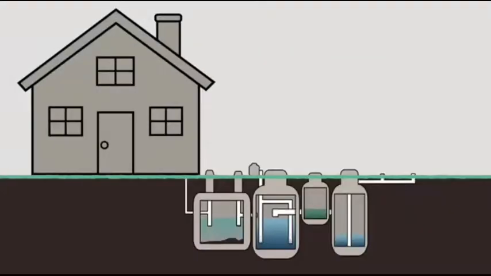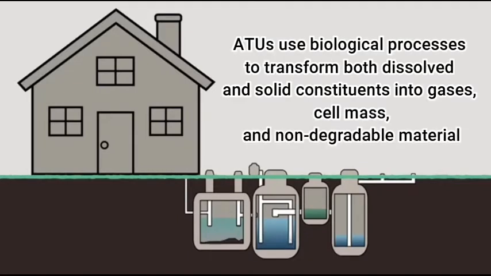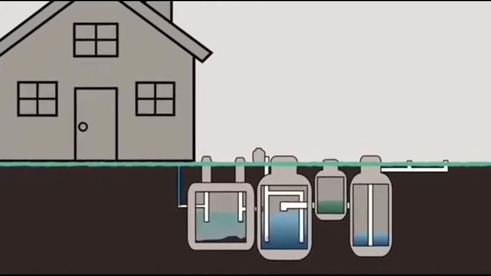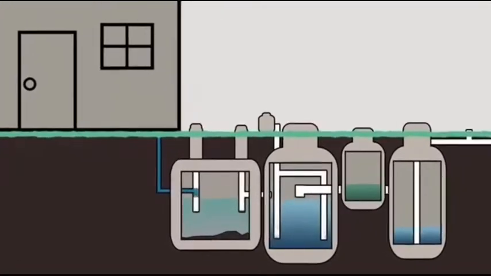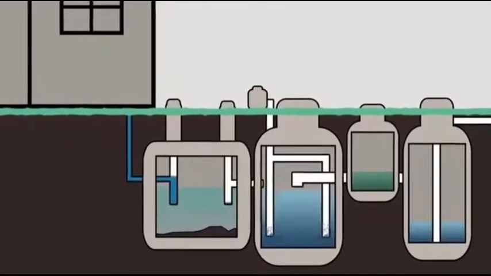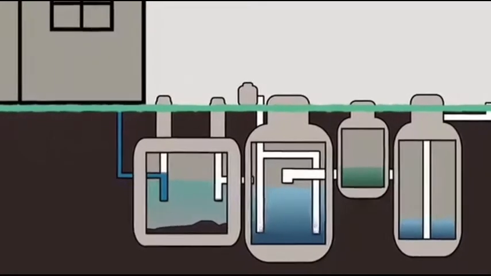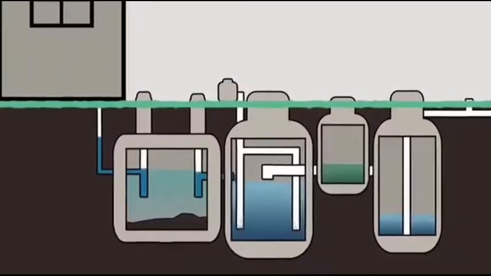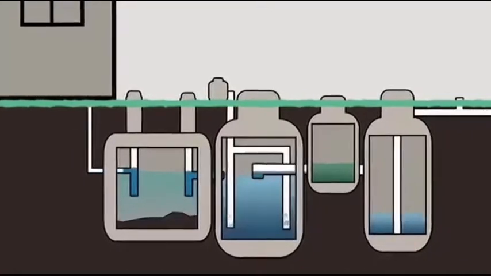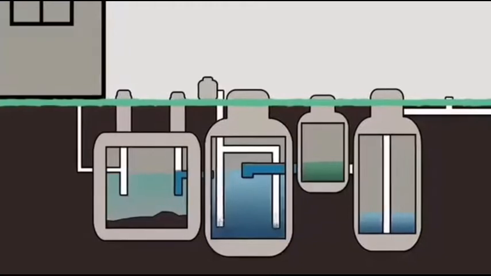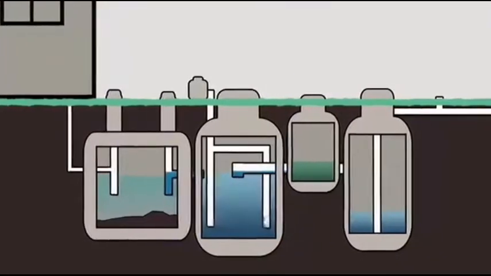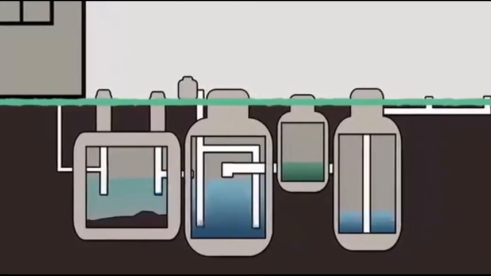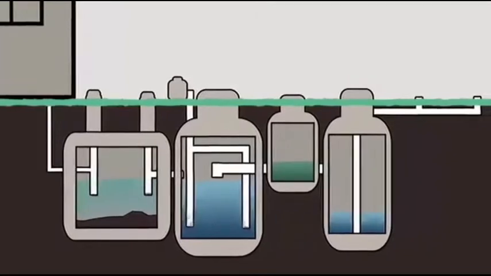Regular lifetime maintenance should be expected for aerobic treatment units. Aerobic treatment units use biological processes to transform both dissolved and solid constituents into gases, cell mass, and non-degradable material. An important feature of the biological process is the synthesis and separation of microbial cells from the treated effluent. The process involves a variety of aerobic and facultative microorganisms living together that can decompose a broad range of materials. Organisms live in an aerobic environment where free oxygen is available for their respiration.